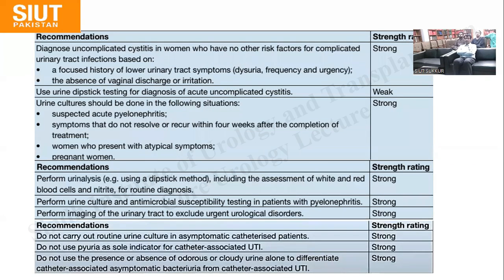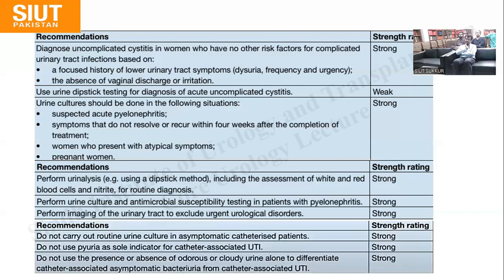Diagnose uncomplicated cystitis in women who have no other risk factors for complicated urinary tract infection based on a focused history of lower urinary tract symptoms such as dysuria, frequency, urgency, and the absence of vaginal discharge or irritation. This has good strength overall. Use urine dipstick testing for diagnosis of acute uncomplicated cystitis. This has weak strength, but it gives hints towards the diagnosis, and the management can be based on this itself. Urine culture should be done in the following situations: when acute pyelonephritis is suspected, symptoms that do not resolve or recur within 4 weeks after the completion of treatment, women who present with atypical symptoms, and pregnant women.